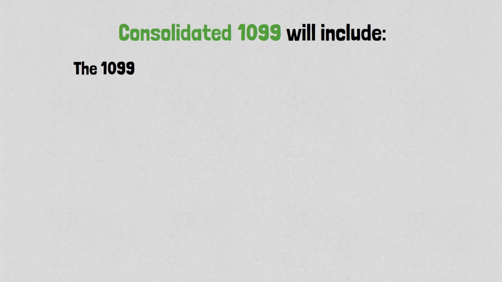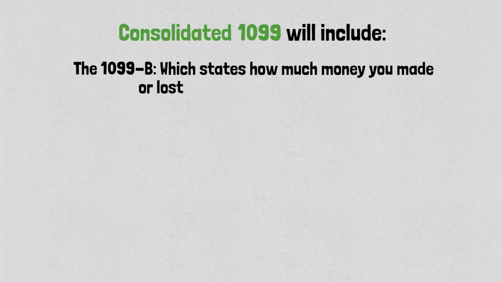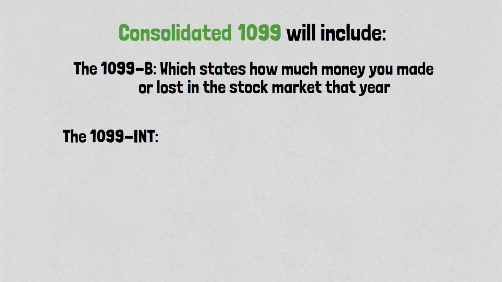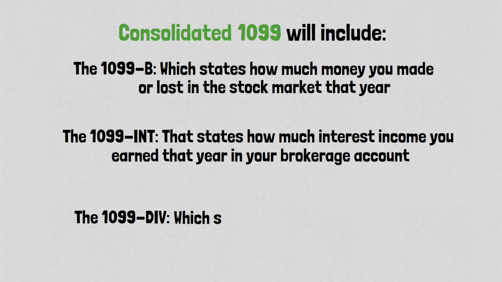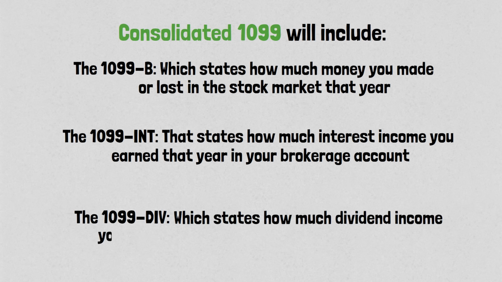The Consolidated 1099 will include the 1099-B, which states how much money that you made or lost in the stock market that year. The 1099-INT, which states how much interest income that you earned that year in your brokerage accounts. And the 1099-DIV, which states how much dividend income that you earned that year in your brokerage accounts.